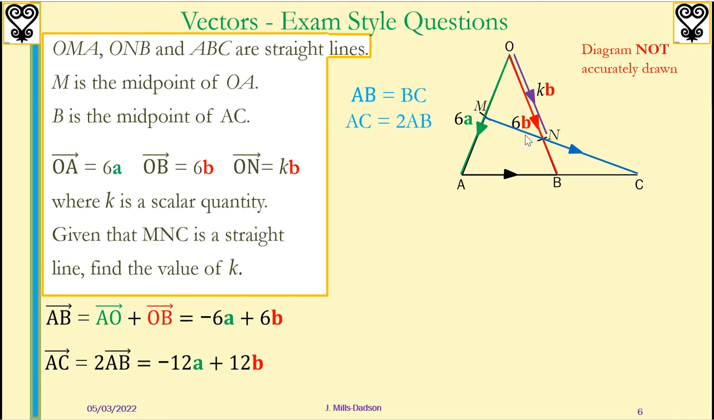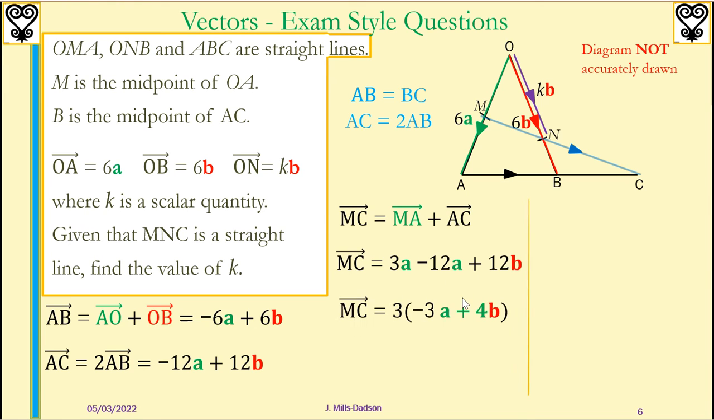Now, we can work out vector MN and vector MC. We start with vector MC. Vector MC is simply vector MA plus vector AC. That's what we have here. Vector MA is half of vector OA because M is the midpoint of OA. That's why we have 3A. And we know AC already is what we calculated before, so it's minus 12A plus 12B.